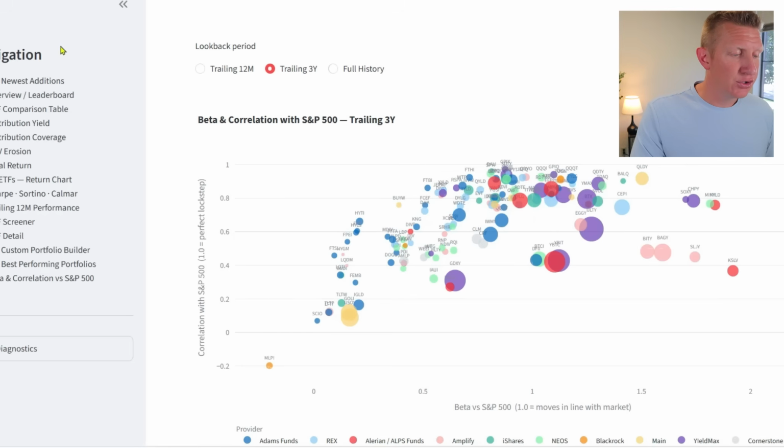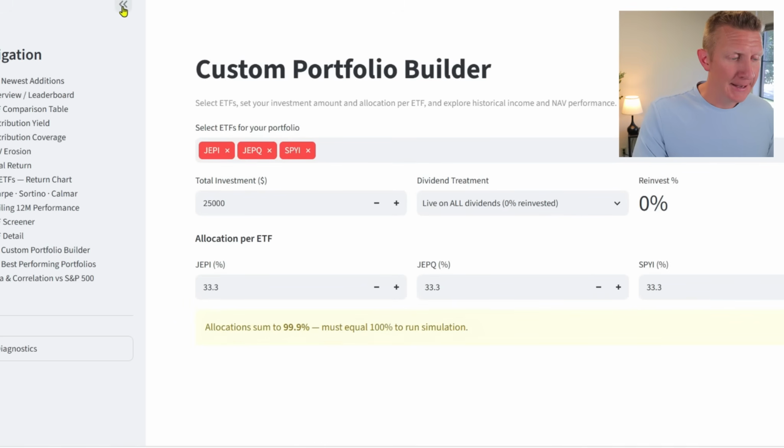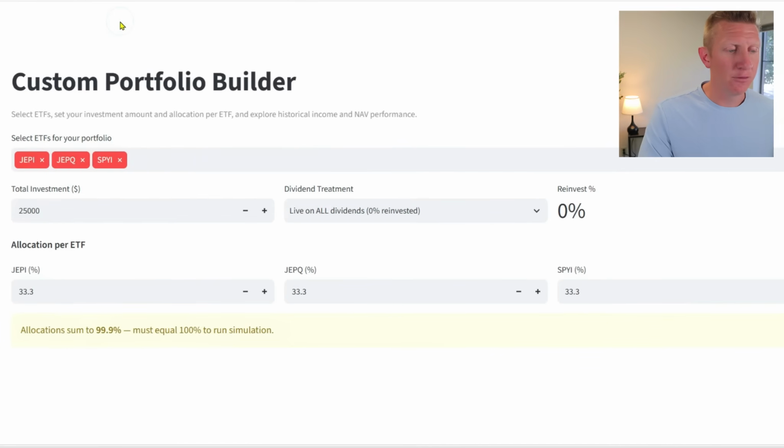Let me move over to the custom portfolio builder, which I think is a really cool feature that we added. With the custom portfolio builder, what you have the ability to do is play around with it and see what the funds are that you own in your portfolio right now. Maybe you've already got what you feel is a pretty strong high-yield income ETF portfolio, but you're not quite sure how things have worked out historically. Obviously, we know that historical performance doesn't mean it's going to happen again in the future. Probably not.